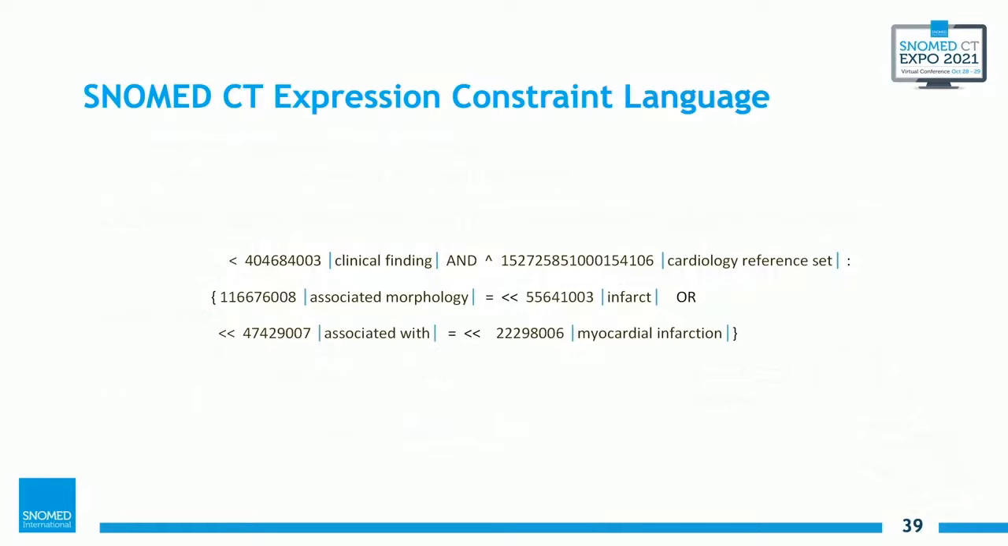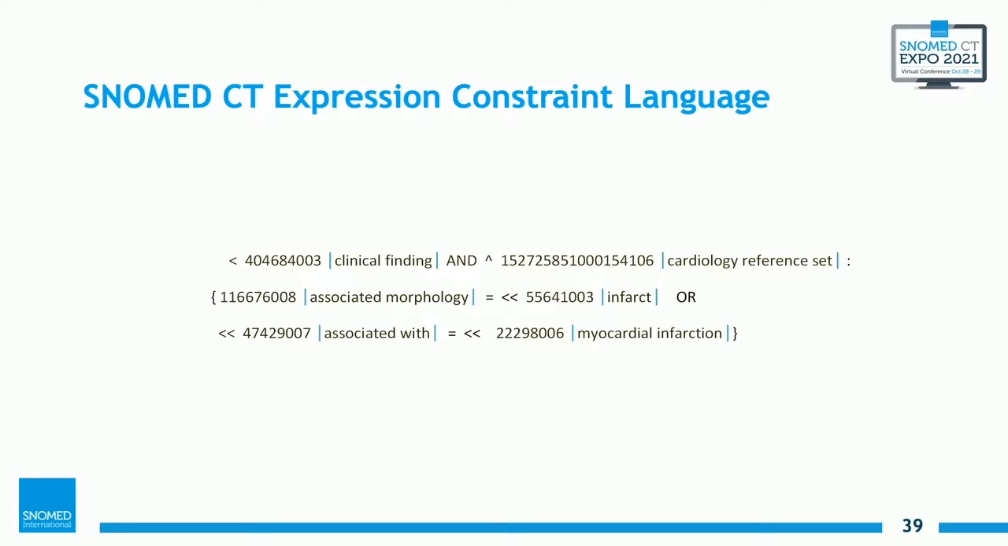Here's an example of another expression constraint that represents the clinical findings and members of the cardiology reference set, which have an attribute group, which is either an associated morphology of infarct or a subtype, or are associated with myocardial infarction or one of its subtypes. Let's now have a closer look at the various parts of this expression constraint so we can discuss the syntax.